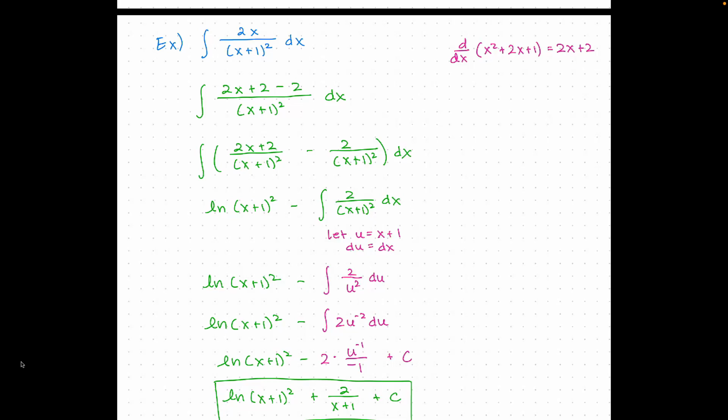So this is not the only way to do it, but those are the two things to look for. Derivative of the bottom on the top, and if it is, or if you can make it there with just a little tweak, go for it. The other thing: keep an eye out for compositions, because we still have U-substitution. Any questions about that?